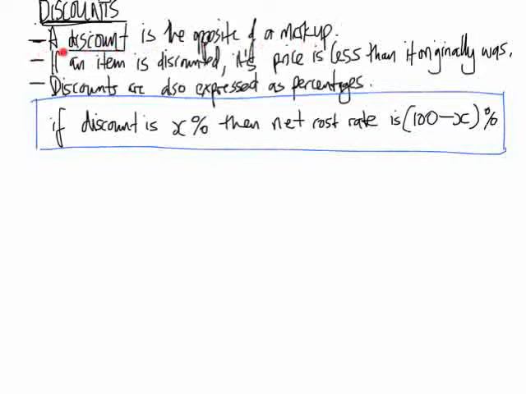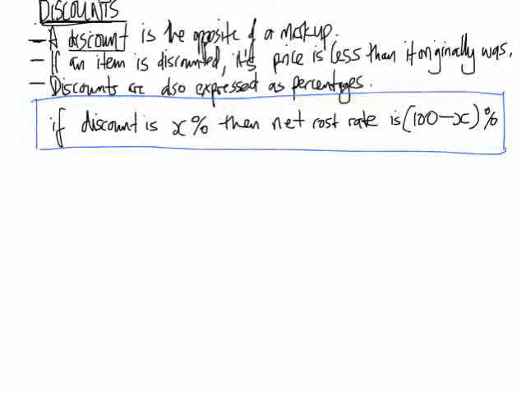A discount is a reduction in the price of an item, and that can be for assorted reasons, like they want to get rid of stock, or they really need people to buy it. They're reducing the price so that people will purchase these items. Now, if an item is discounted, its price is obviously less than it originally was. And just like markups, discounts are also usually expressed as percentages.